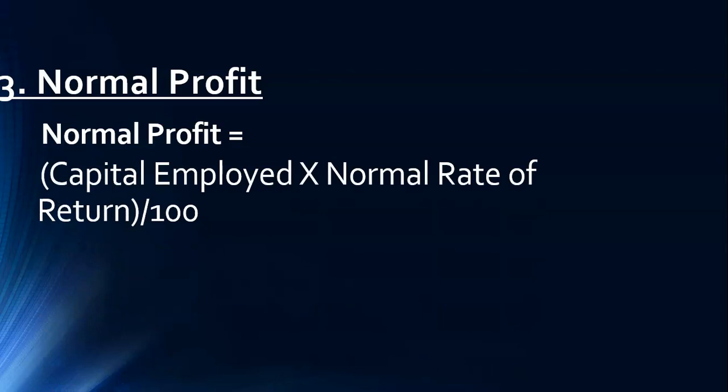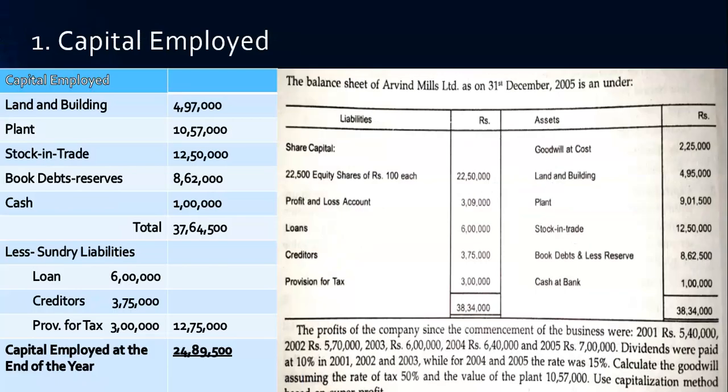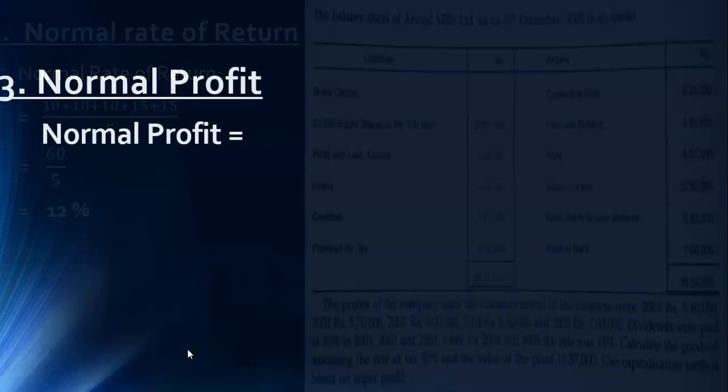Next one is normal profit. Capital employed, you calculated earlier. It is not average capital employed. In this case it is capital employed, right? We are here to understand one thing: if it is average capital employed, you are going to reduce half of the current year's profit, right? But it is not average capital employed, it is capital employed. That's why you are not reducing half of the profit over here.